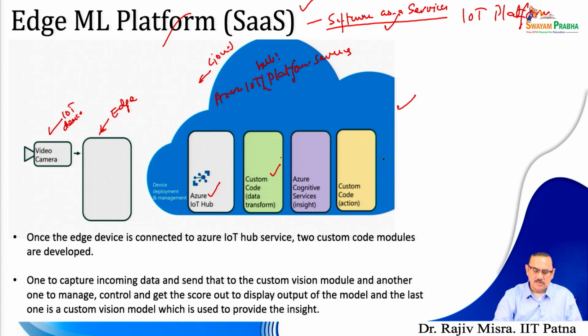The first module is called custom code, that is, data transformation. The second is Azure cognitive service, which will do the insight computation. The third is called custom code, which provides the action. Once the edge device is connected to the Azure IoT Hub service, two custom modules will be developed, one to capture the incoming data and send it to the custom vision module, and another to manage, control and get the score out of the output of the model, and the last one is the custom vision model, which is used to provide the insight.